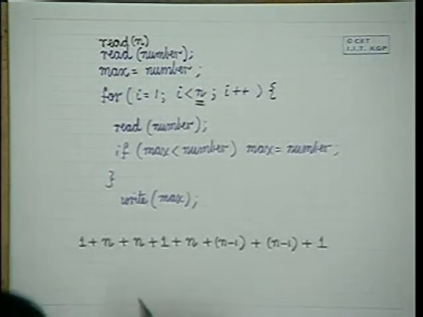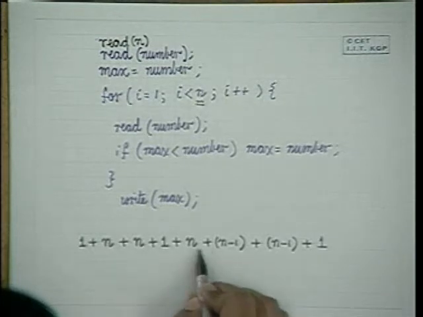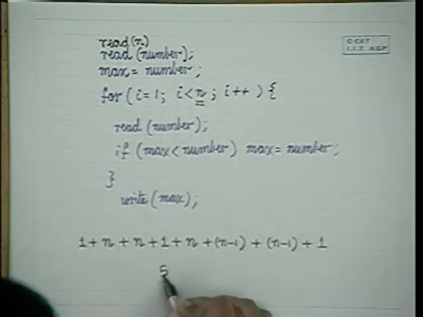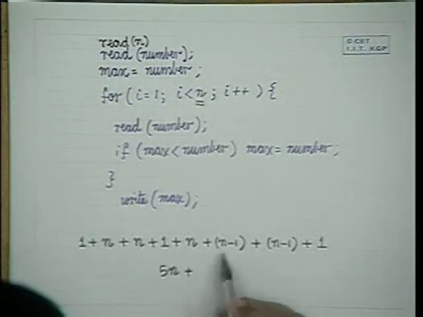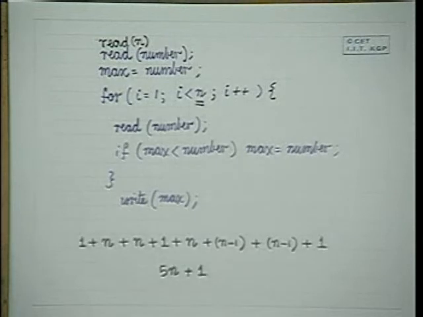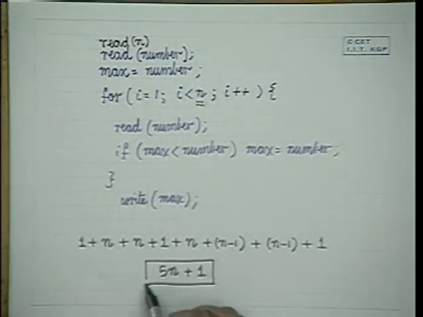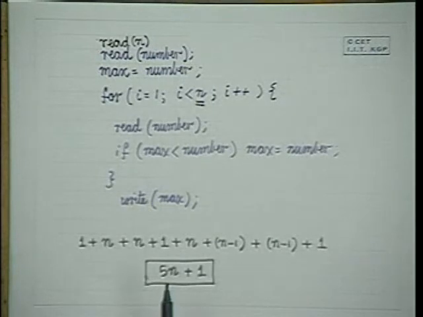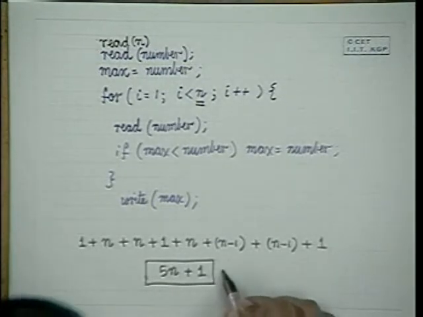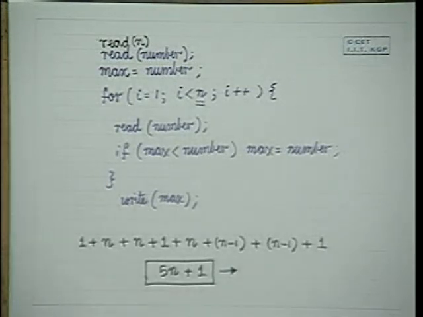So what do we get? We get 1, 2, 3, 5n plus 1. This is an approximation that we have obtained. The approximation is by making these statements all unit time. And we say that this is the time complexity of this algorithm.